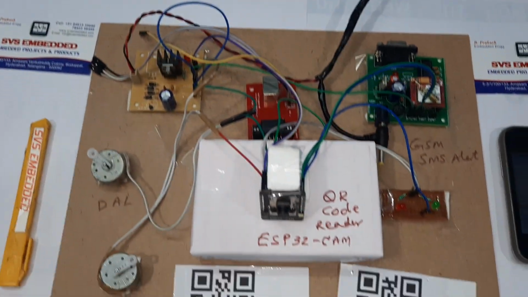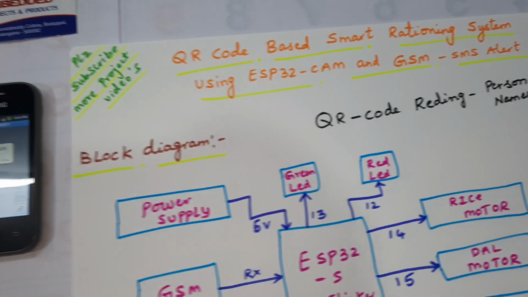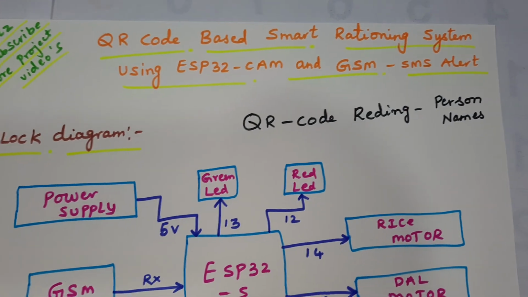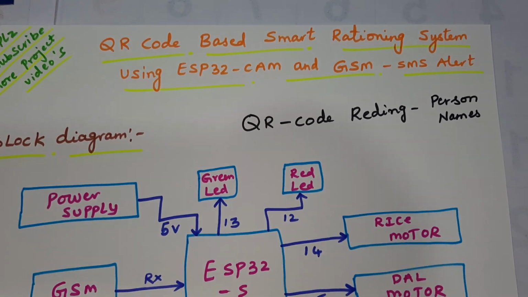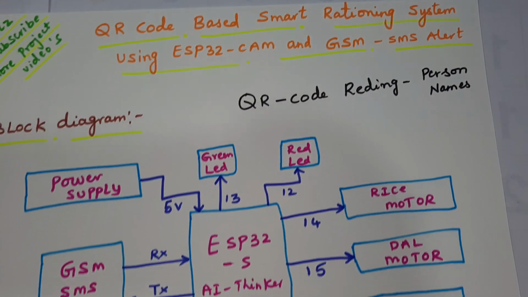The project title is QR code based smart rationing system using ESP32 CAM and GSM SMS alert, subsidy ration SMS alert.